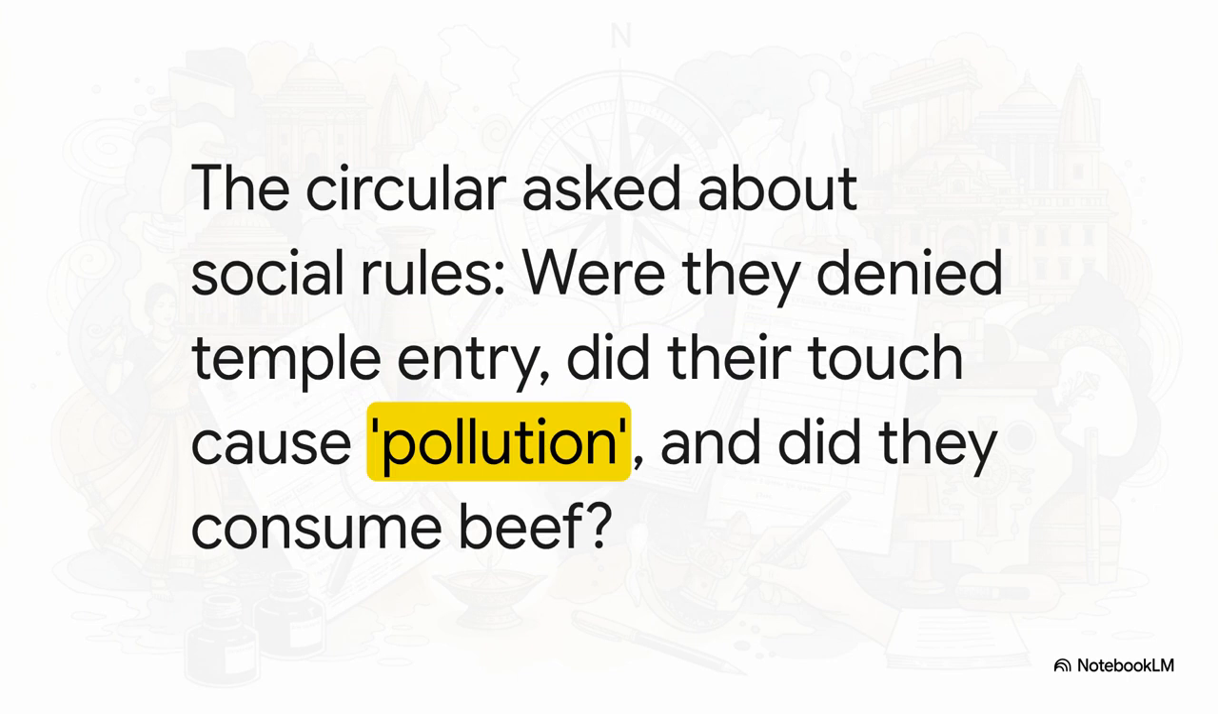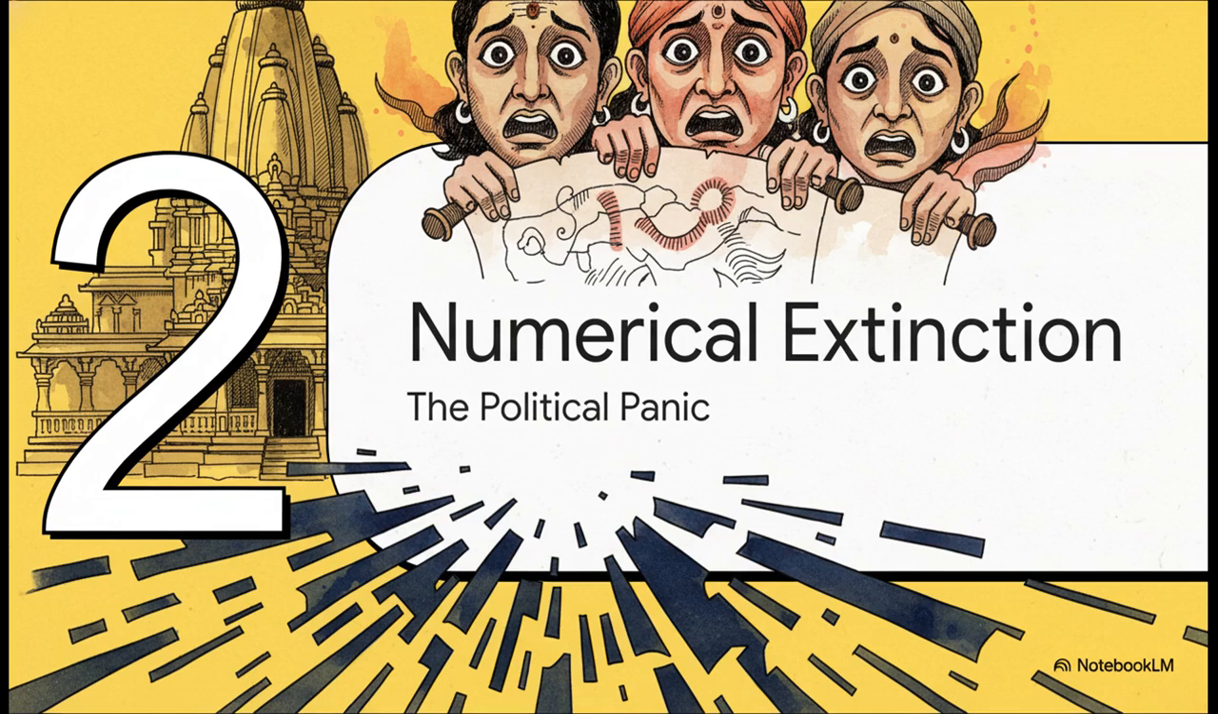And then, bam, the final tests hit the rigid social hierarchy of caste head on. They asked flat out about the practice of untouchability. Were certain people banned from temples? Was their very touch thought to be polluting? It even got into things like diet, asking about beef consumption, which was and is a major taboo in orthodox Hinduism.